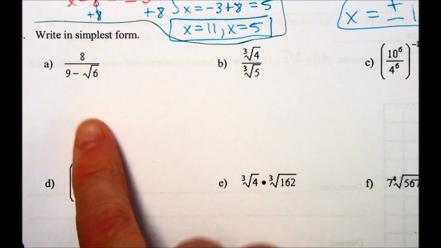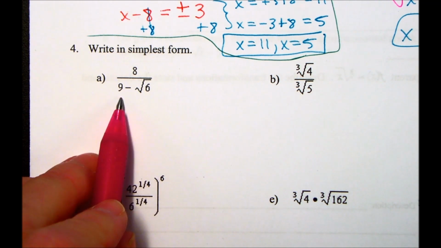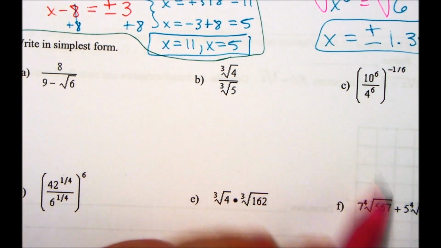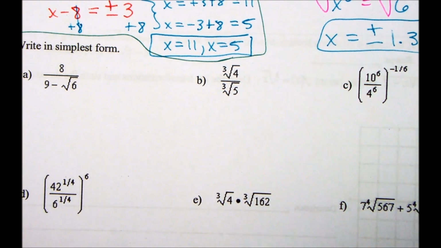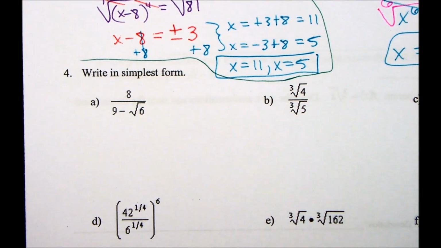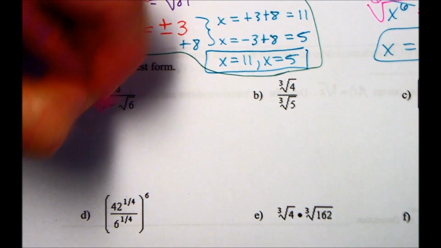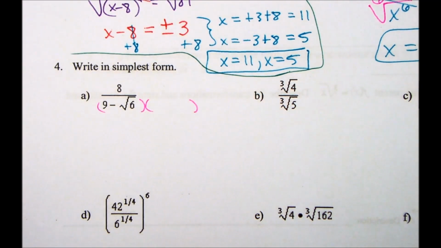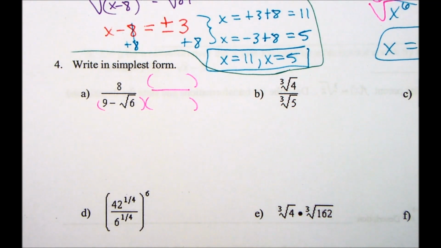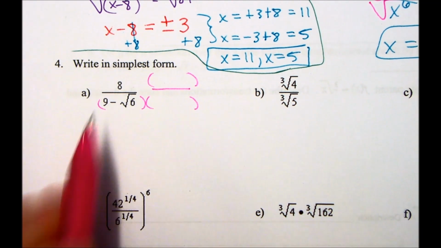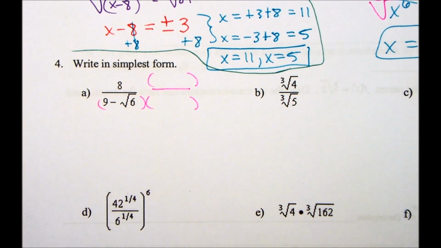So let's go back to A here, because in A, we have 2 terms in the denominator, where all the rest of these just basically have only 1 term in the denominator. So when you have 2 terms in the denominator, and one of them has a radical, we're going to multiply it by its conjugate. What's nice about it is that when we multiply this denominator by its conjugate, the radical is going to go away.